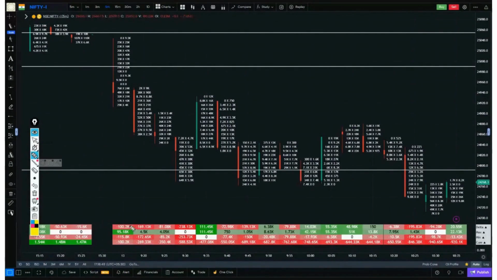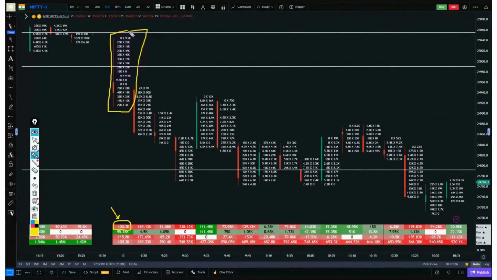Now, what exactly is this delta? Like, this is the first candle. The delta value of this candle is this, meaning it's around -100 nearly. 1 lakh. The value is around 1 lakh. Like, this is the first candle.